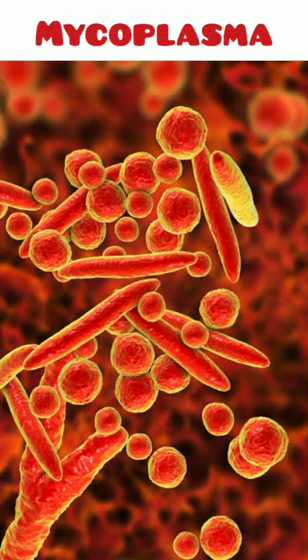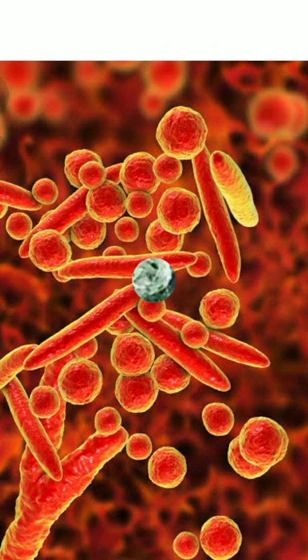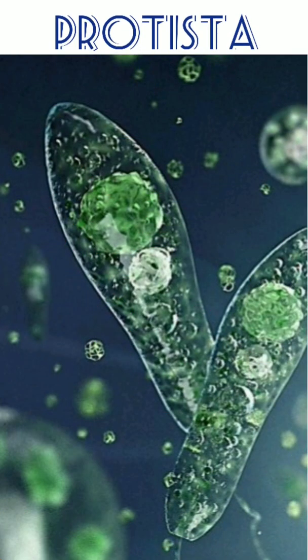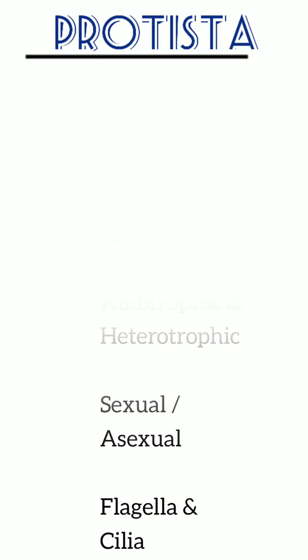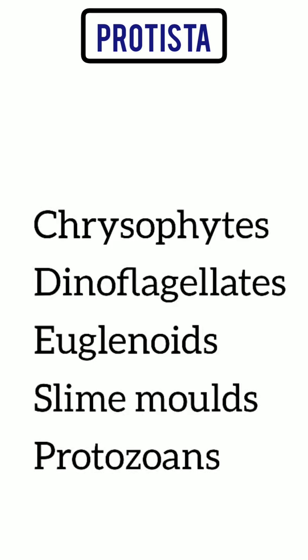Mycoplasma. They lack a cell wall and can live without oxygen. They are also pathogenic. Kingdom Protista. Protists are unicellular eukaryotic organisms. They are primarily aquatic. They are also autotrophic and heterotrophic. They reproduce sexually and asexually. Some of them have flagella or cilia. Protists can be classified into Chrysophytes, dinoflagellates, Euglenoids, slime molds, and protozoans.